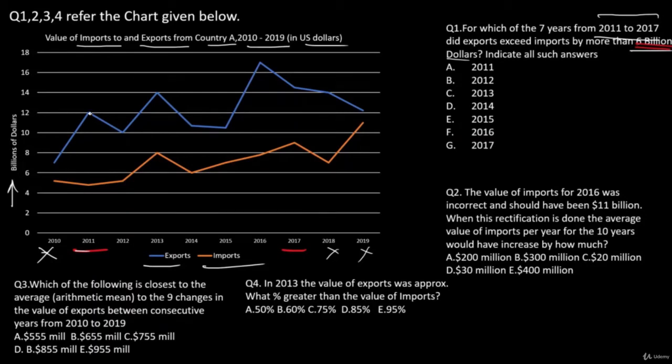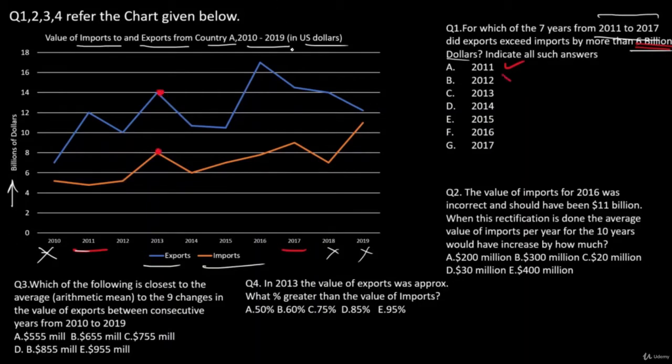Over here you can see that this gap is $2 billion. So over here you have 2, 4, 6, and it's more than 6, right? So yes, 2011 qualifies. What about 2012? Now over here this is 4, this is 2 plus 2, 4, and this is less than 2, right? So 2012 does not qualify.